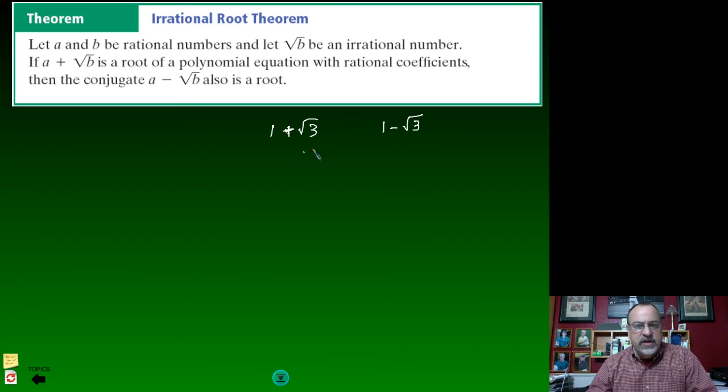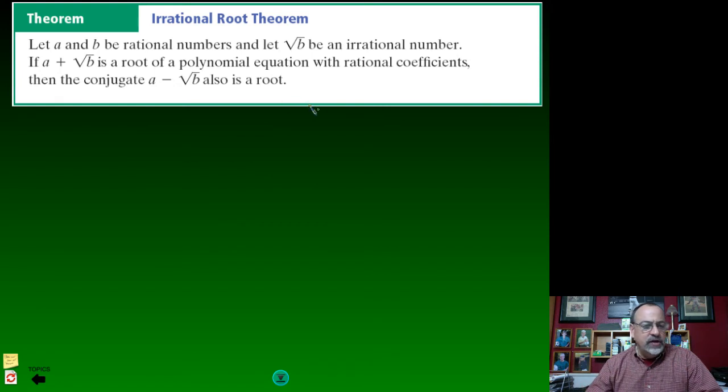These conjugates, they always come in pairs when we're talking about roots. So any square root, if it's a zero, its conjugate must also be a zero. So 4 plus 3 square root of 7, if that is a root of a function, then 4 minus 3 square root of 7 is also a root. So these irrational roots will always come in pairs when we're talking about polynomial equations with rational coefficients, okay? So that's the irrational root theorem.